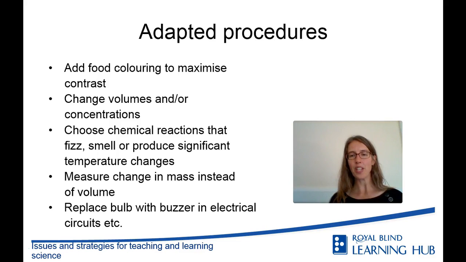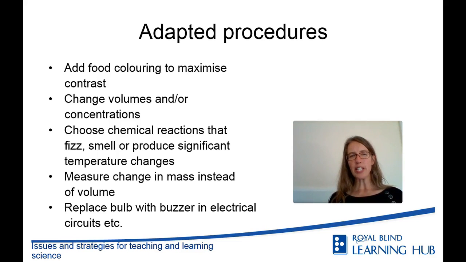So up at the top of the screen there, I've put down that you can add food colouring to maximise contrast. Now obviously for a partially sighted learner, that's going to help them to see clear solutions. If it's got a little bit of food colouring, it often doesn't make any difference to the experiment. It's just going to maximise the contrast. It can also be useful to a blind learner as well, because it can enable them to detect levels using audible light sensors. But I'll talk about that a little bit later.